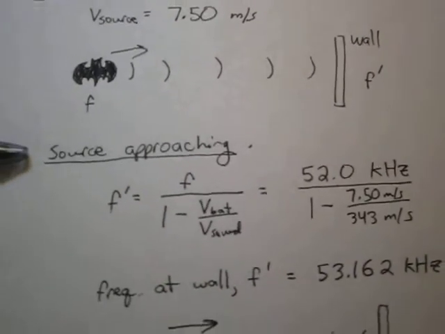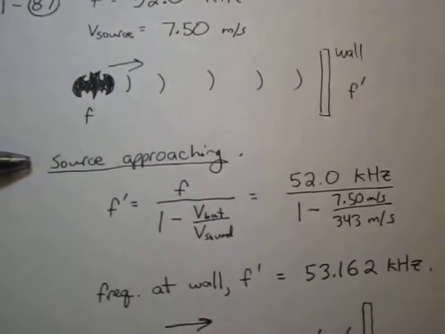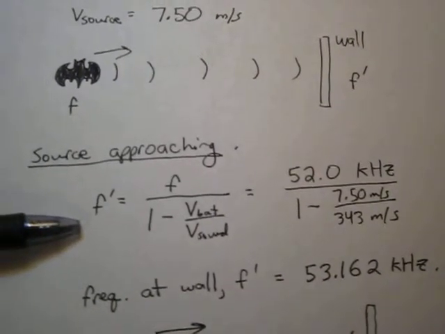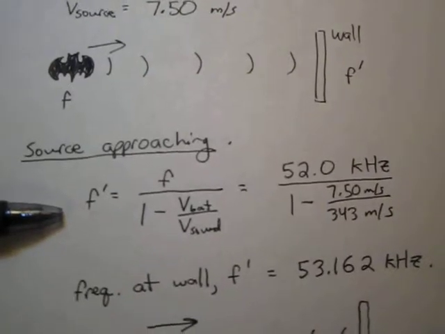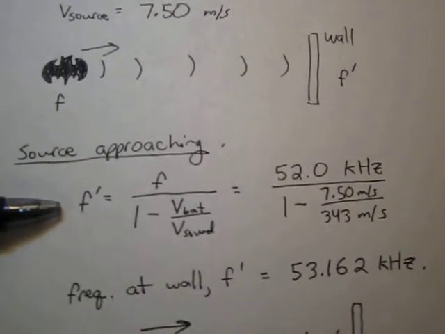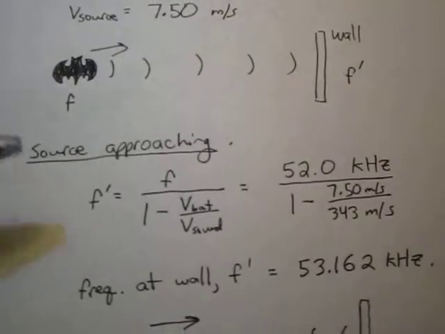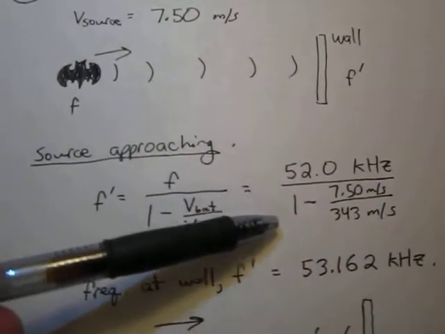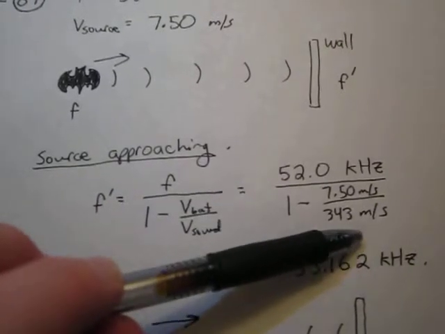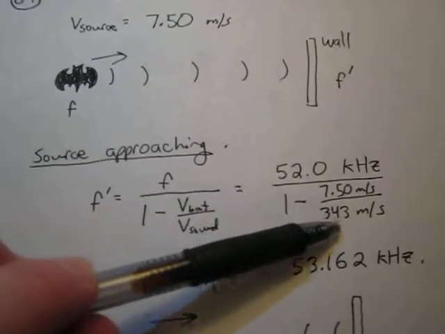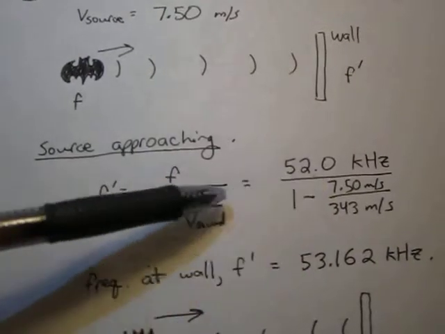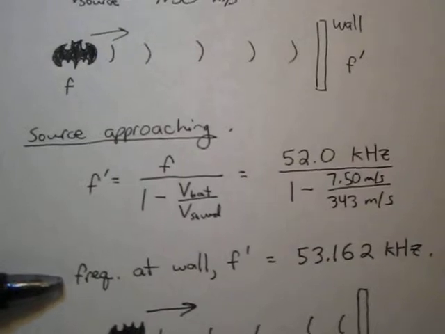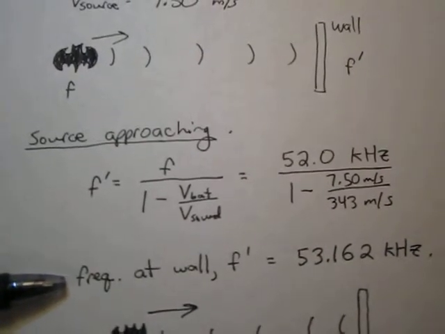So we recognize for this part that the source, or the bat, is approaching. Here's the equation. F prime equals f over 1 minus speed of the bat over speed of sound. We plug in the appropriate values. As long as I pay attention to the units, I can leave it in kilohertz. In the denominator, meters per second will divide out, leaving the denominator unitless, and it'll leave me with units of kilohertz. So the frequency at the wall, f prime, is 53.162 kilohertz.